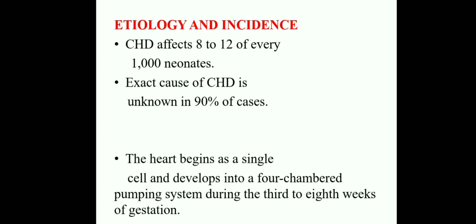Next, coming to the etiology and incidence. Congenital heart diseases affect 8 to 12 of every 1,000 neonates. The exact cause of congenital heart disease is unknown. The heart begins as a single cell and develops into a four-chambered pumping system during the 3rd to 8th week of gestational age. During this period the heart begins to grow. This is about the incidence.